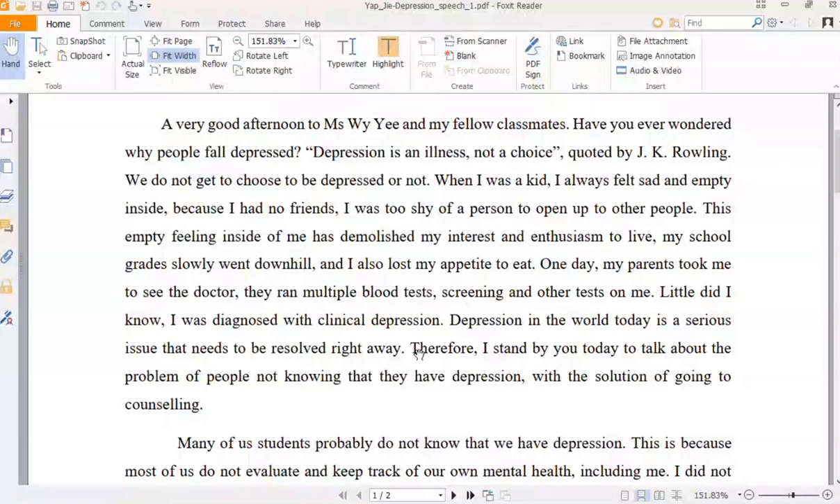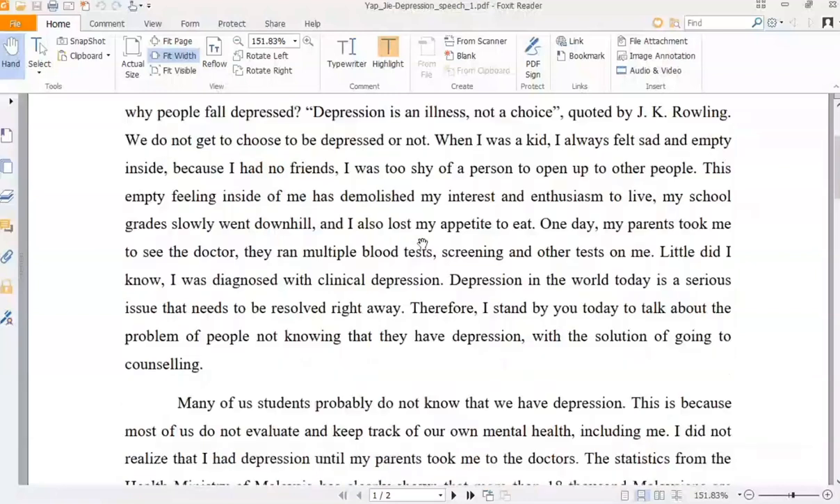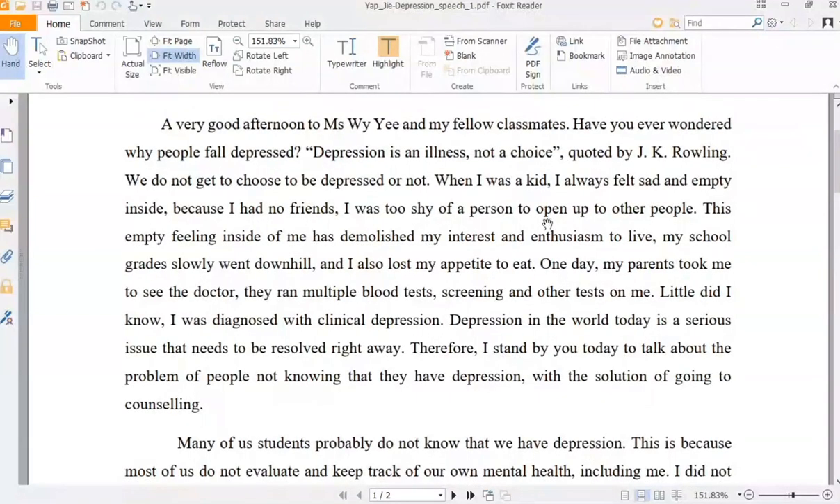Therefore, I stand by you today to talk about the problem. Okay, remember the thesis statement will state the problem and the solution, in the last sentence of the last paragraph of the introduction. Can you see it here? So this is the thesis statement. You straight away tell people what is the problem and what is the solution. So you can do it this way. This is the easiest way: create attention, then present the thesis statement.